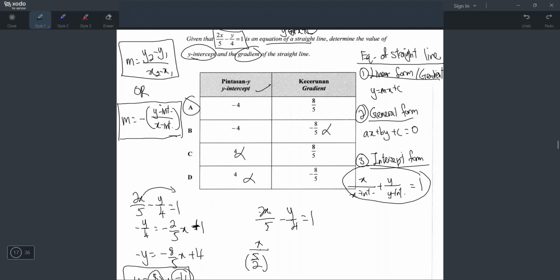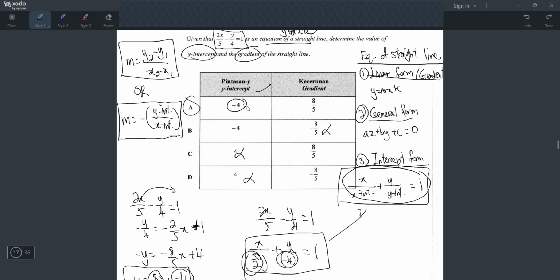Understand, right? And then according to the intercept form, it has to be plus here. It means the negative, you have to write down like this. Yeah, the negative memang you boleh tulis atas, bawah, or middle, up to you, right? But if you want intercept form, you must write it down like this. And then it equals to 1. And there you go, this is the intercept form. From the intercept form, you can nampak the x-intercept, which is 5 over 2, and the y-intercept is negative 4. But then how to get the gradient?